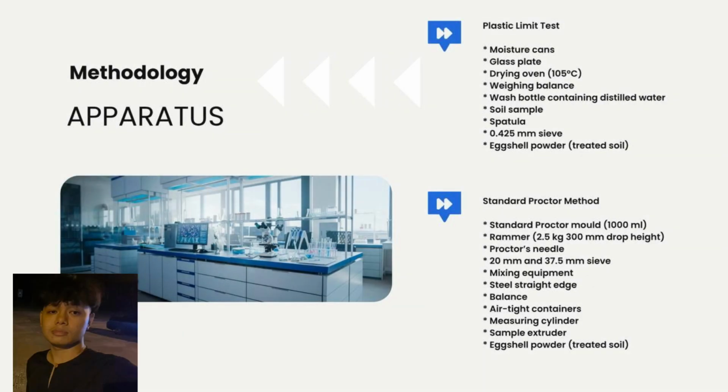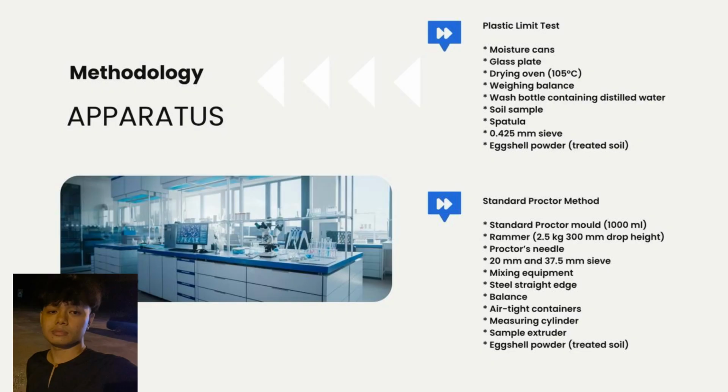Next is the plastic limit test apparatus. Moisture cans, glass plate, drying oven 105°C, weighing balance, wash bottle containing distilled water, soil sample, spatula, 0.425mm sieve, eggshell powder, treated soil. And the last part is the standard Proctor method apparatus.